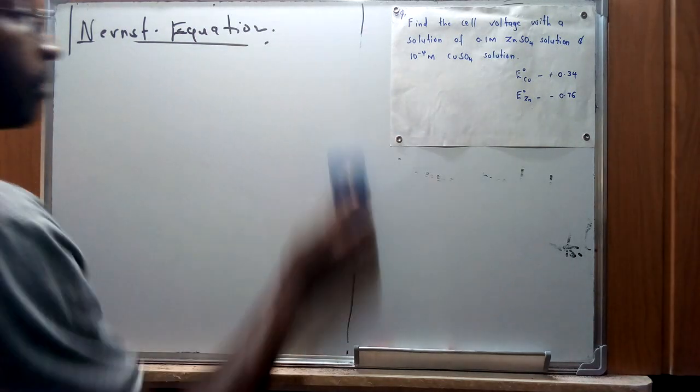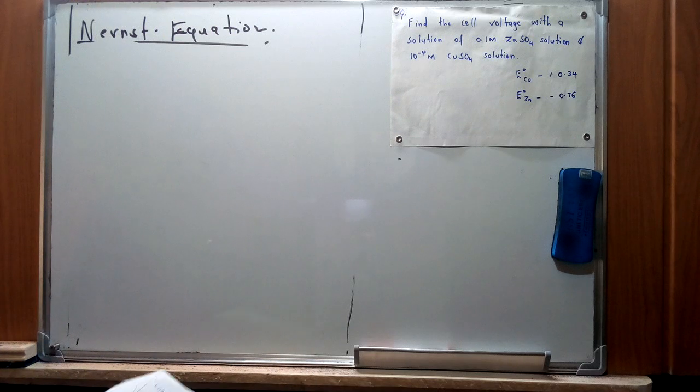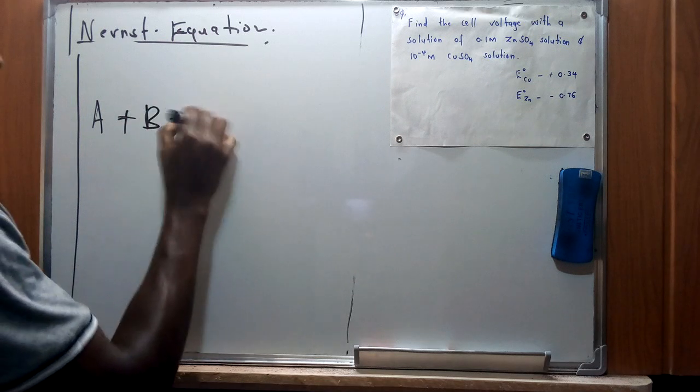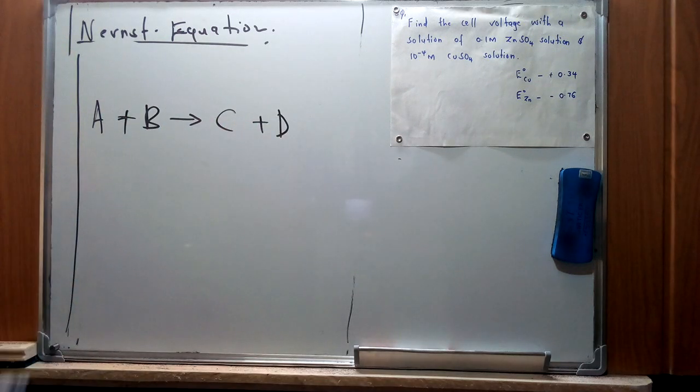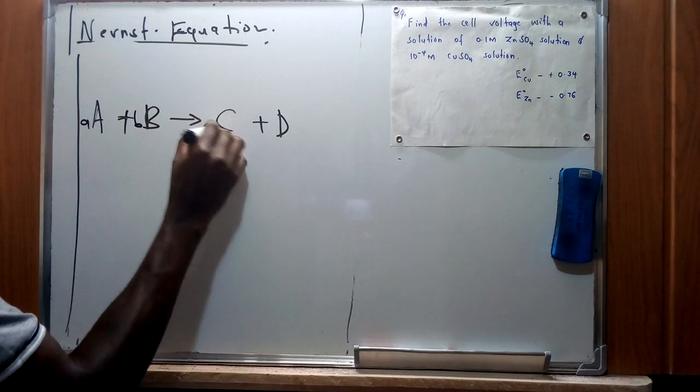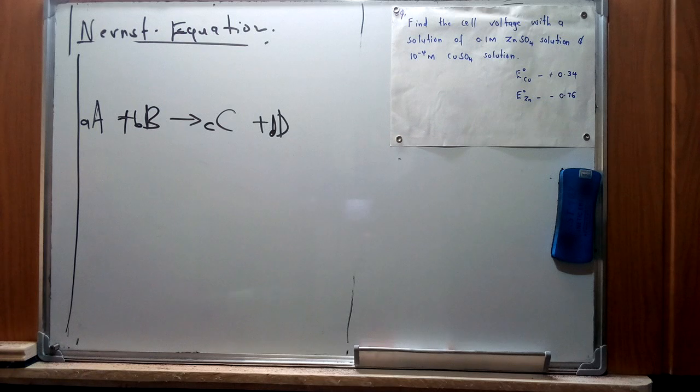If we have a general reaction with reactants A plus B forming products C plus D, then we have specific amounts of these reactants and products reacting, represented using coefficients for A, B, C, and D. Therefore, there is a relationship between the concentrations of the reacting species and the product species, given as the ratio of the concentration of products to reactants, which we have referred to as Q in our Nernst equation.